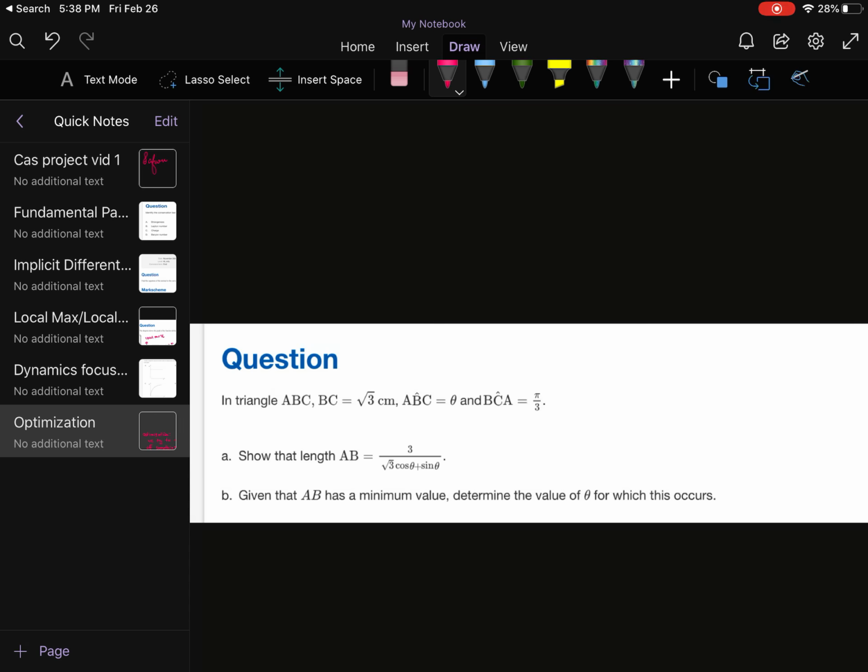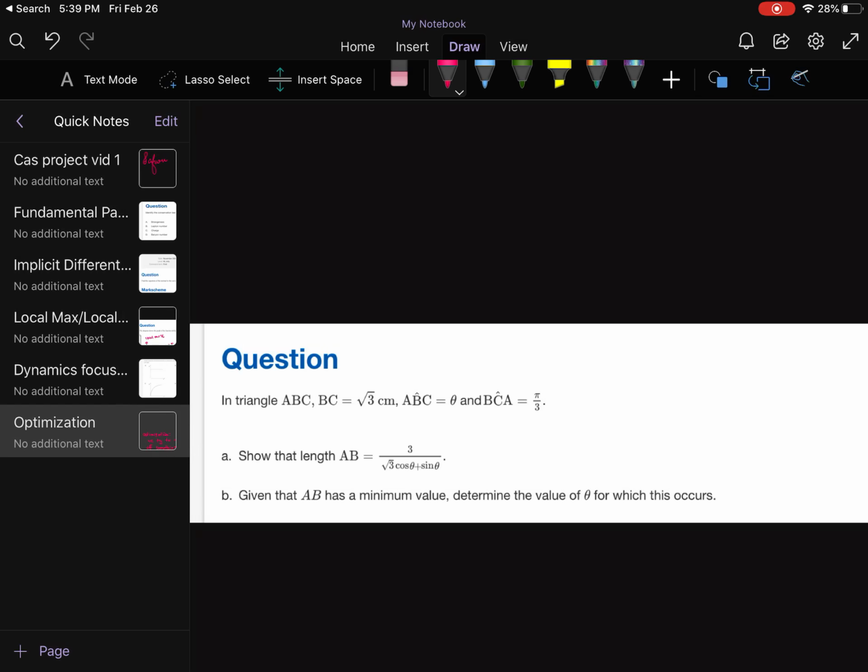Let's take a quick read of the question. It's saying that in triangle ABC, BC is equal to root 3, angle ABC is equal to theta, and angle BCA is equal to pi over 3. Part A says show that the length AB is equal to 3 over root 3 cos theta plus sine theta. And part B, given that AB has a minimum value, determine the value of theta for which this occurs. I'll give you a quick 5 or 6 seconds to process what's going on.